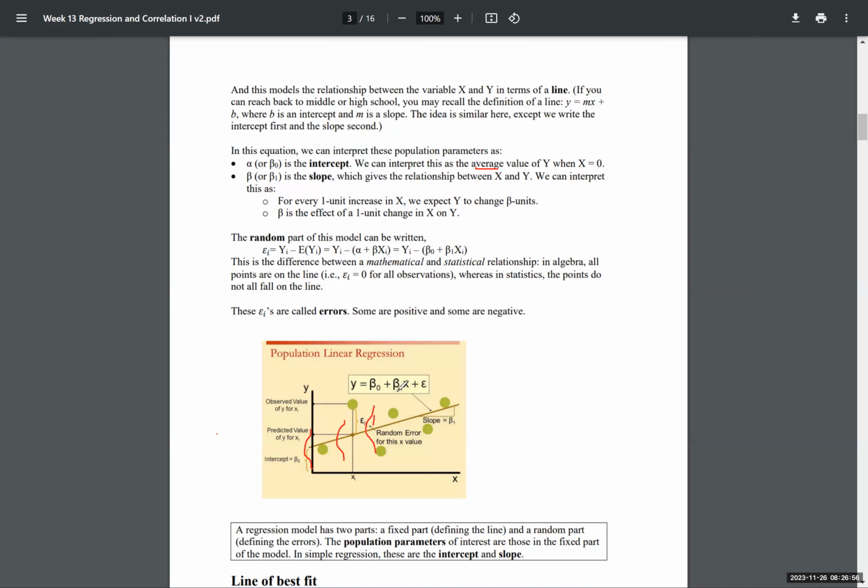So the intercept and slope have the same interpretation as in a linear equation, except the words "on average" should be added there. And we also have the random part of the model. That's the epsilon here, the Greek letter epsilon. And the residual is the difference between someone's score, that is yi, and what the regression line predicts.